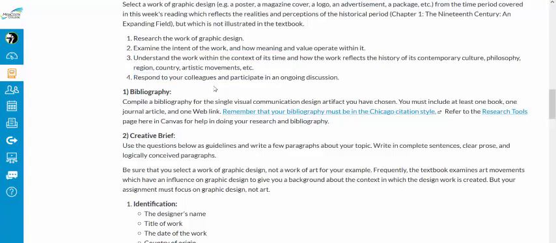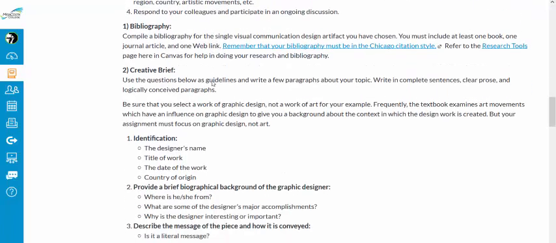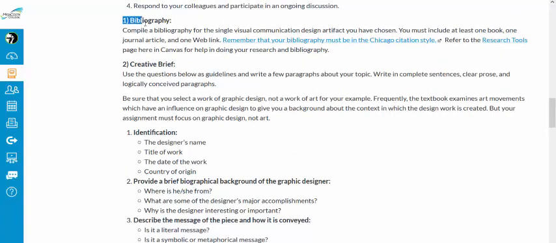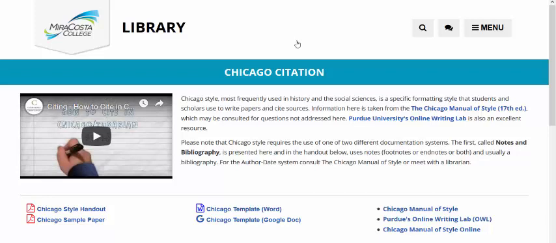So the first thing you're going to do for your example of graphic design is compile a bibliography, a list of books, journal articles, and other things. You must include at least one book, one scholarly journal article, and one web link. And the bibliography must be in the Chicago citation style. If you don't understand that style, click that link and that will give you some examples and a video.